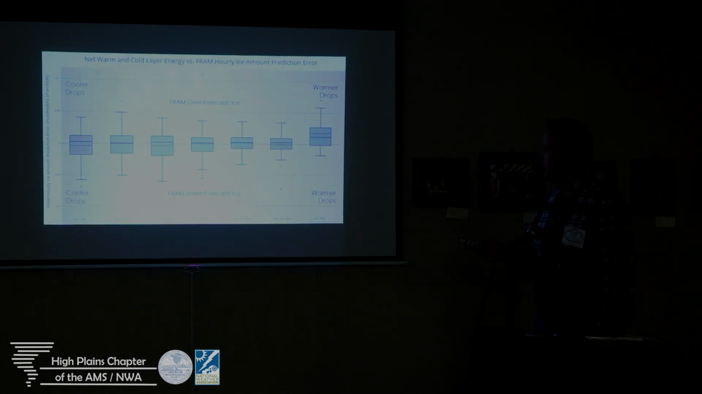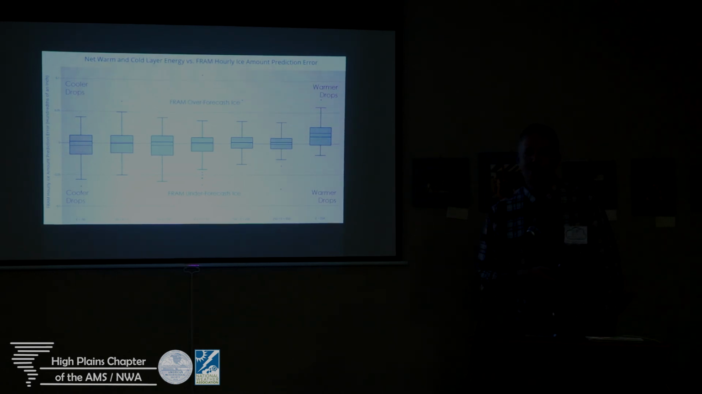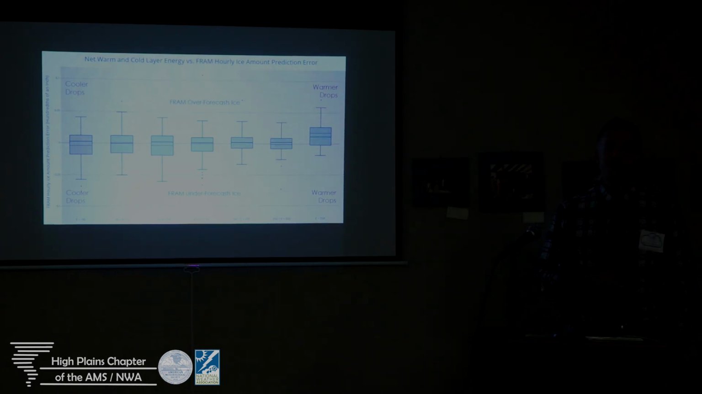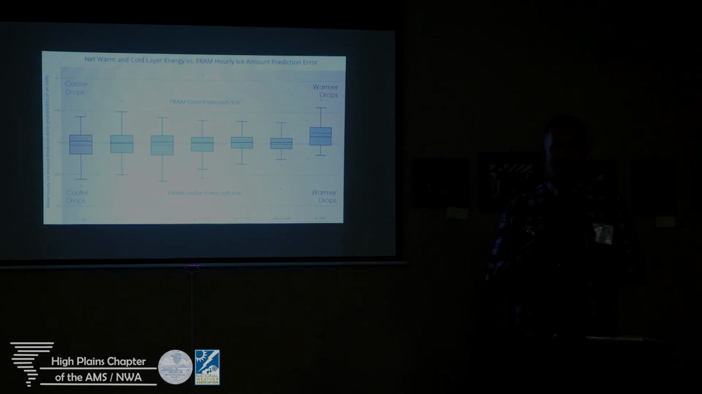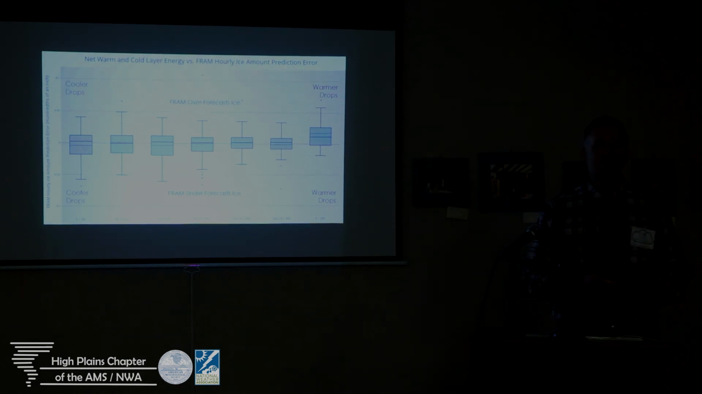When you get a net warm layer energy of greater than 350 joules per kilogram, that's when you can start to say with some element of confidence that FRAM is over-predicting the ice. Independent, I mean, if I've got a perfect forecast for wet bulb, wind speed, and precip rate, FRAM is going to overpredict the ice because we're going to have more runoff because the drops are exceptionally warm in that scenario. So hopefully that makes sense.